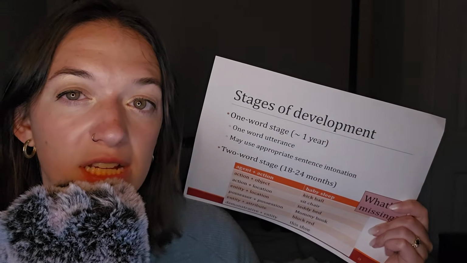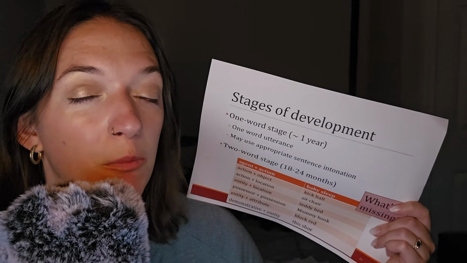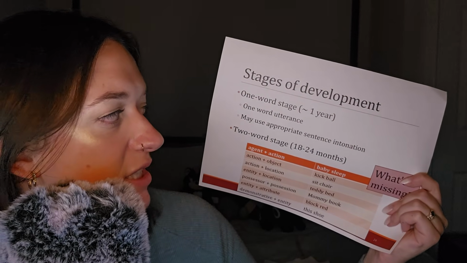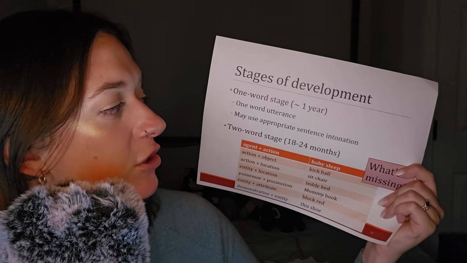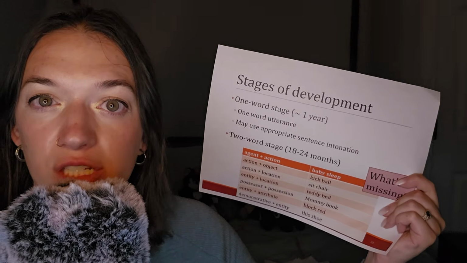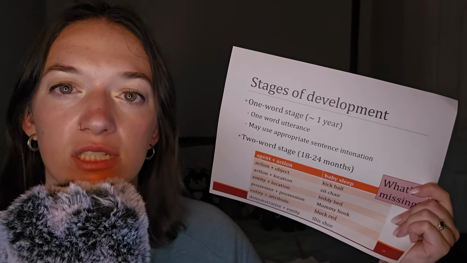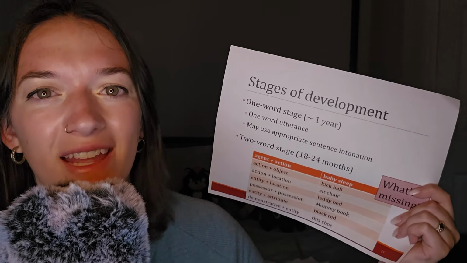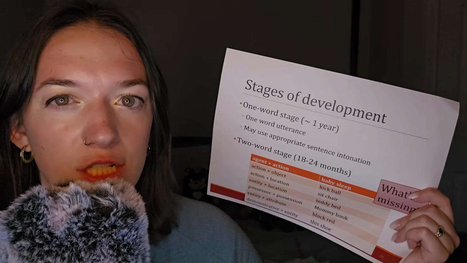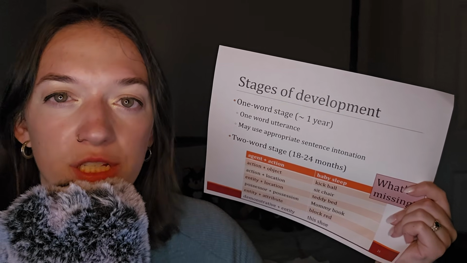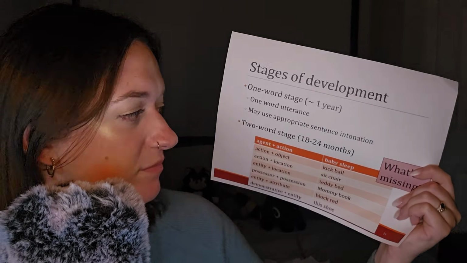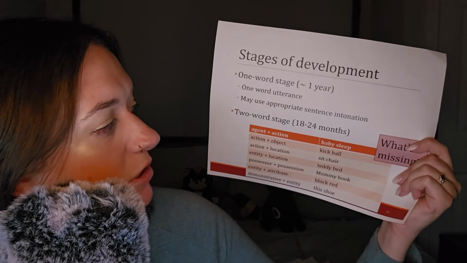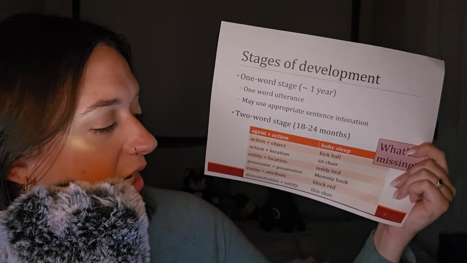So, in our previous video, we talked about how children by 1 year old can typically produce one-word utterances. They may or may not use appropriate sentence intonation. Bottle versus bottle. Bottle. Bottle. They can use different intonations to ask questions, make requests, or just state a declarative. And by 18 to 24 months old, children are in the 2-word stage.